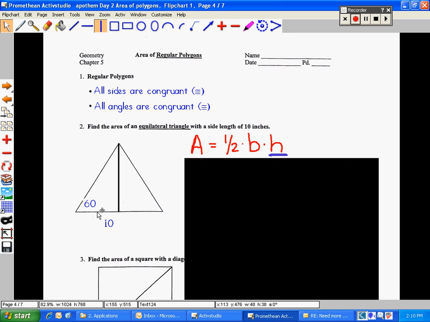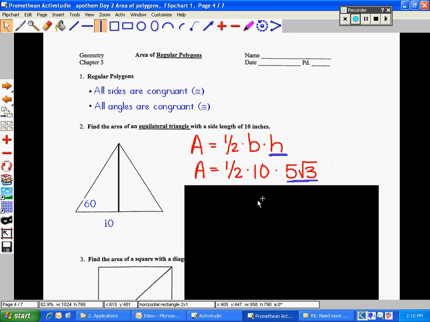Use my rule for a 30, 60, 90 triangle. If my base is 5, my hypotenuse is twice that, 10, and the long leg is 5√3. So now I can fill in the height of this triangle. The height of this triangle is 5√3 using the 30, 60, 90 rule.